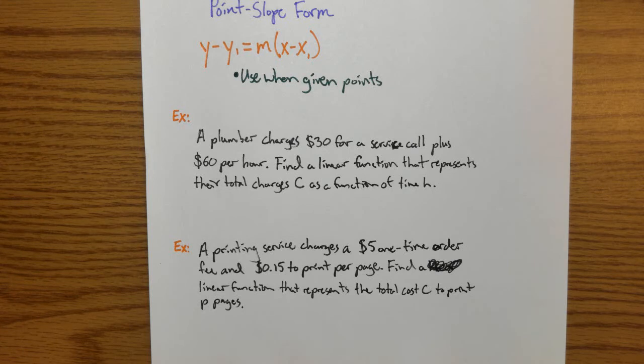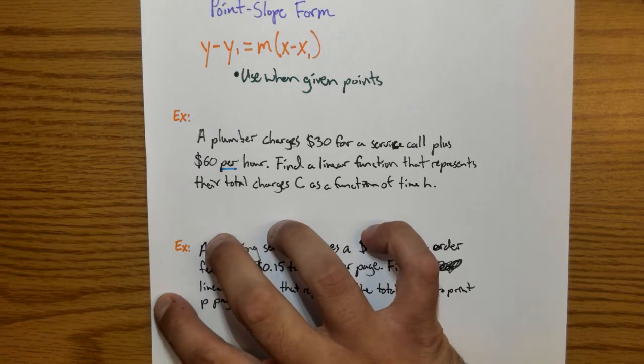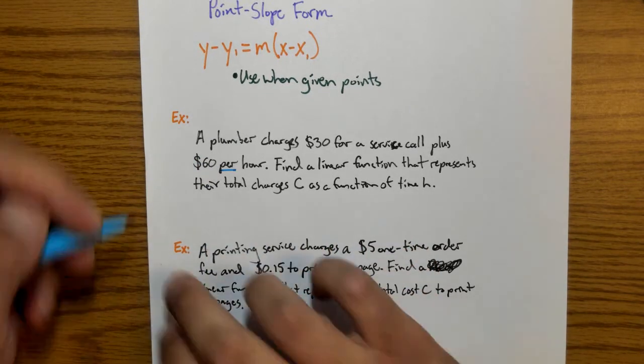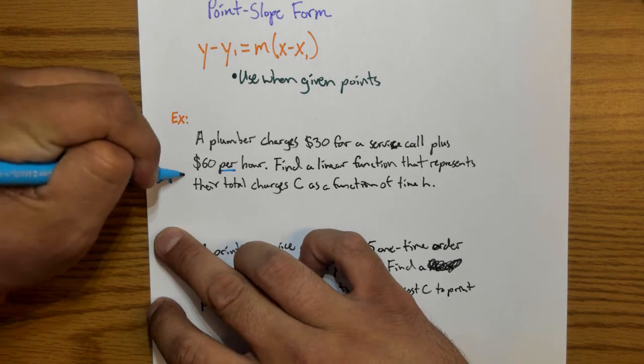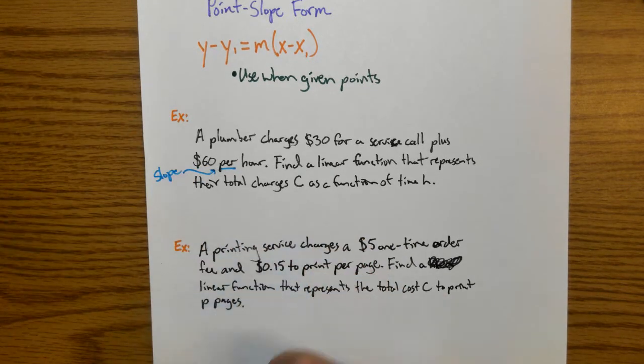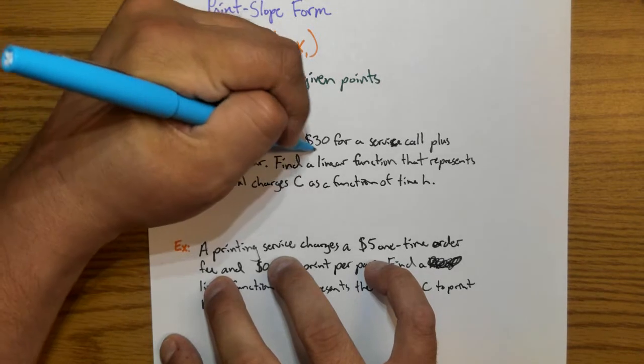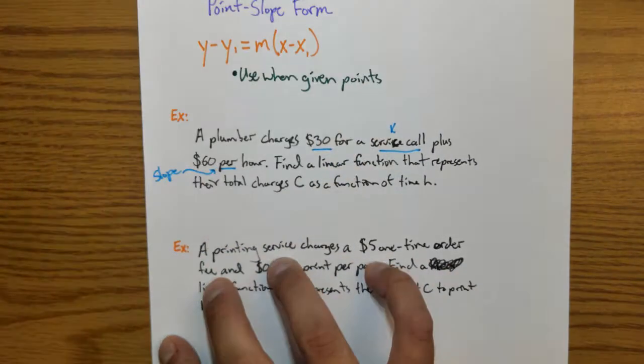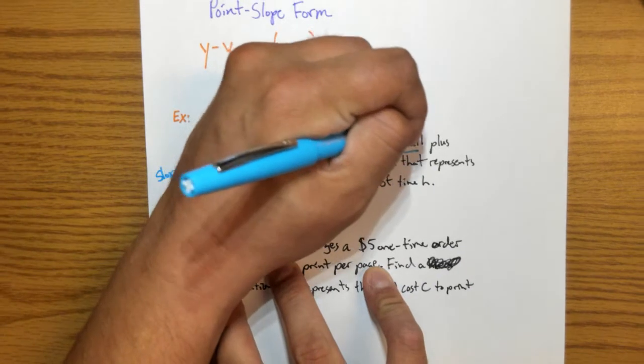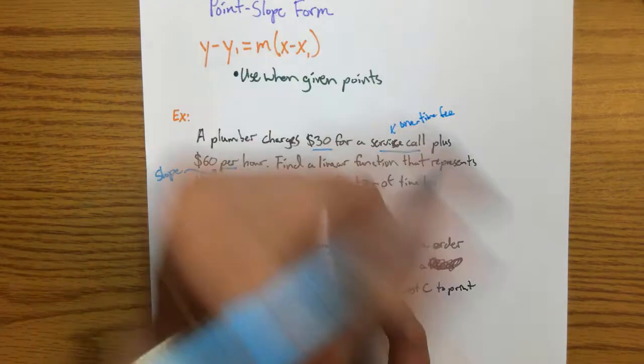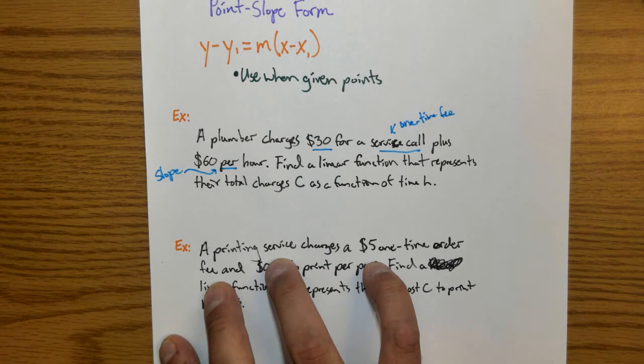So let's see what's given to us here. Well, first off, I see per, right? Now, when I see per, that is a slope. If you see per, each, every, something like that, then that's my slope. And this, a plumber charges $30 for a service call, well, that's a one-time fee, right? A service call is just a one-time fee. It doesn't matter how many hours they're there. It's just I show up, it's $30 automatically.